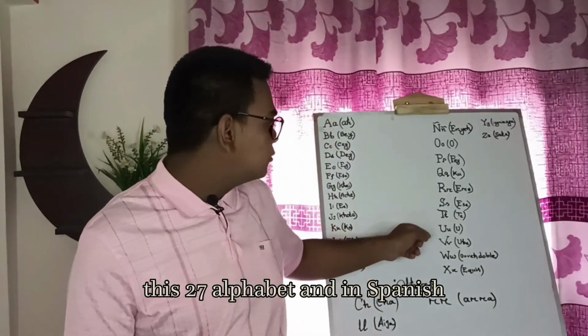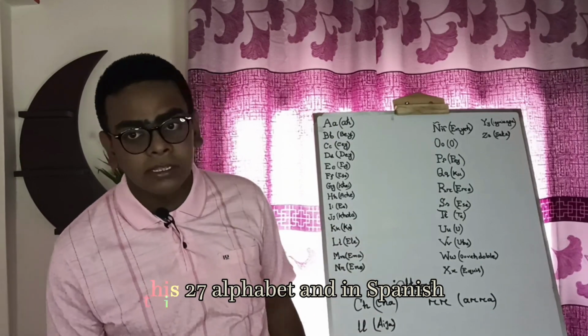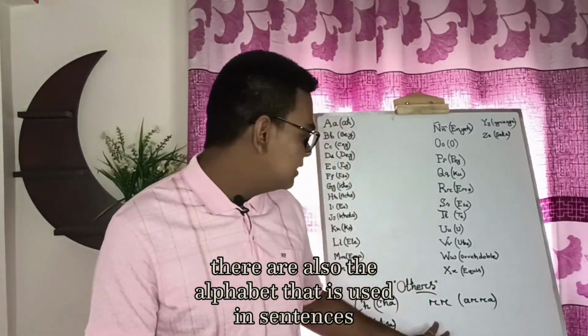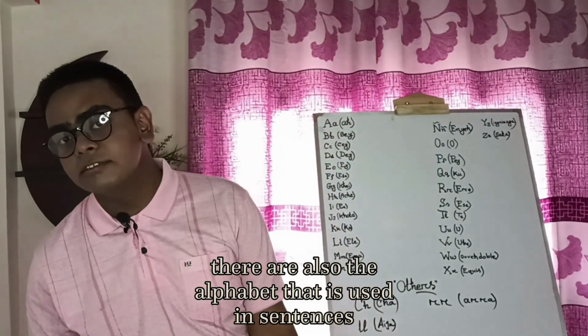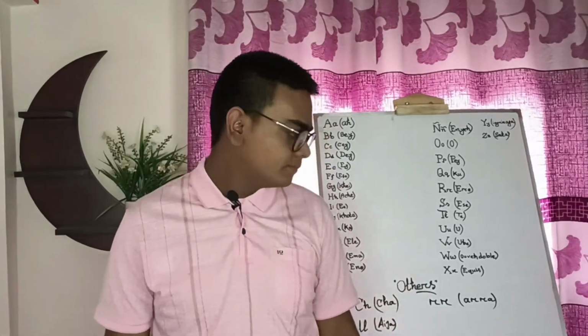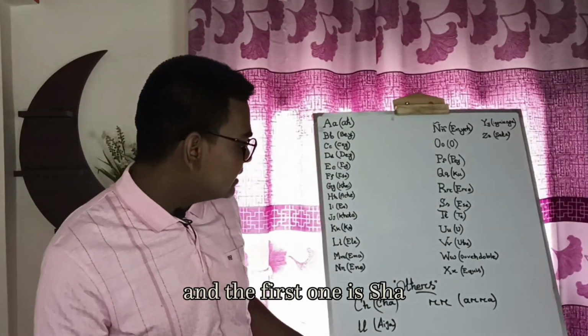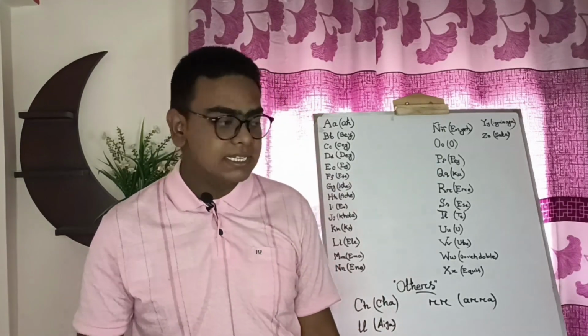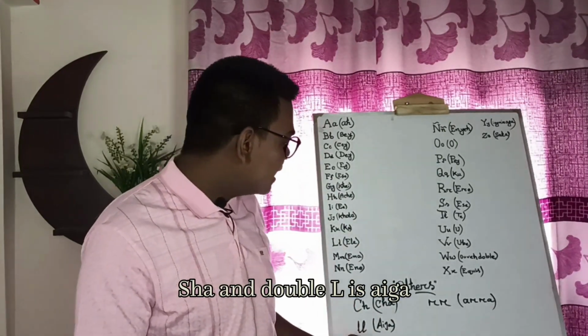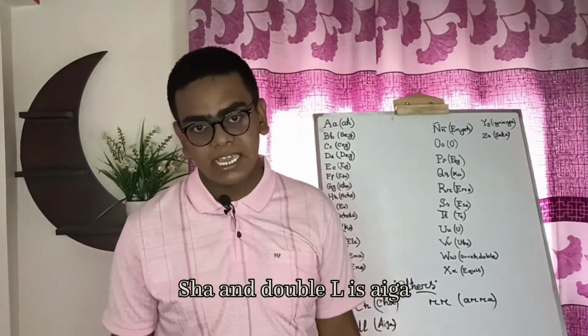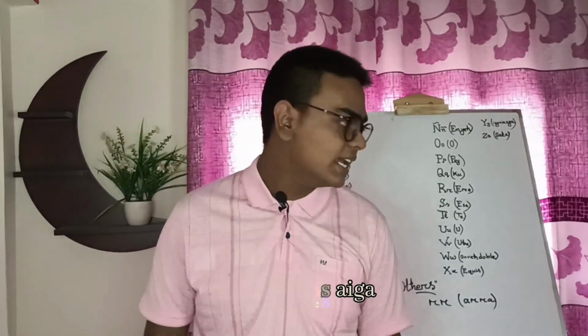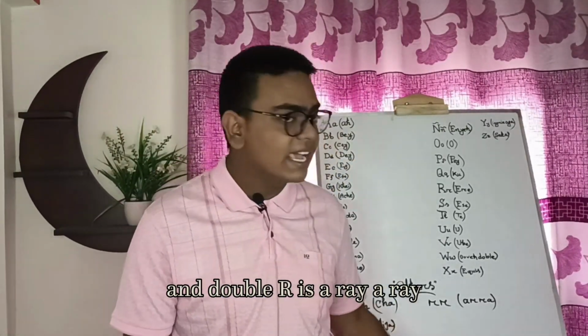These are the 27 letters, and in Spanish there are also 3 letters that are used in sentences, and the first one is cha, and double L is AJ, and double R is R.